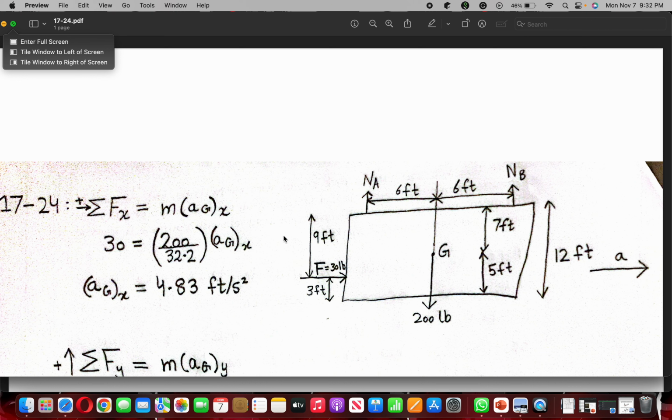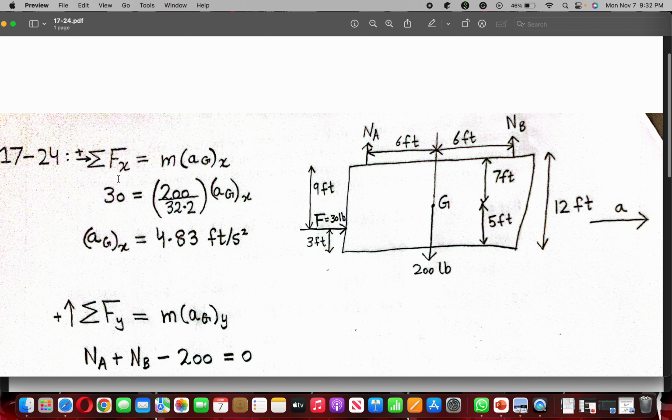So we use the sum of forces in the x direction. We consider that the right direction is positive, so it is 30, which is equal to the mass. To find the mass, we divide 200 by 32.2 and multiply with the acceleration in the x direction. So we get the acceleration, which is 4.83 feet per second squared.